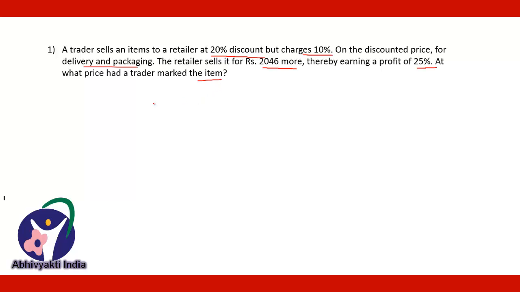Friends, let the marked price be 100 and he gives a discount of 20%. Therefore 20% of 100 is minus 20, and so the selling price becomes 80 rupees. But on this discounted price he charges 10% for delivery and packaging. So 10% of 80 is 8, and so it becomes 88.